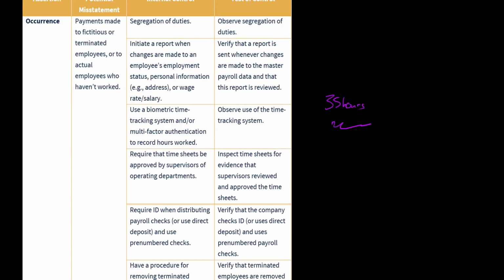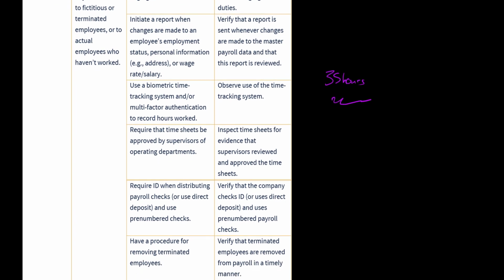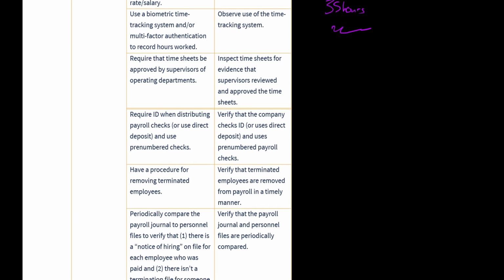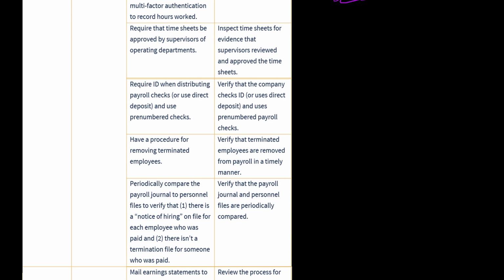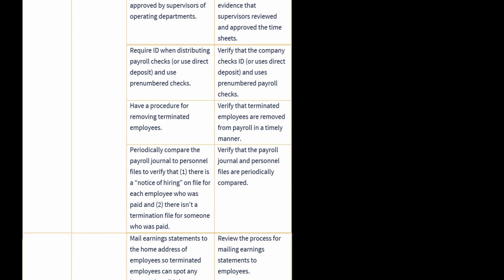Now, if the company actually distributes physical payroll checks, they should be requiring people to show ID when they get their payroll check, and the auditor can go and verify that they are in fact checking IDs. They're using pre-numbered payroll checks and so forth. Okay, so we're still on the occurrence assertion here. We'll get to completeness in a second.